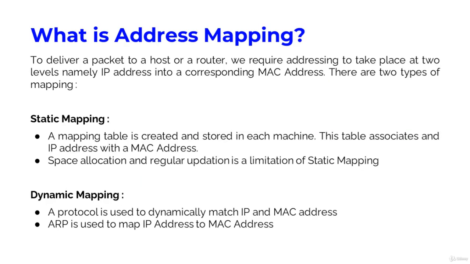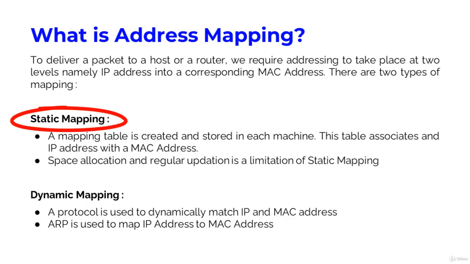So what is address mapping? In order to understand Address Resolution Protocol, you must know what is address mapping. The delivery of a packet to a host or a router requires two levels of addressing, logical and physical. We need to map logical address to its corresponding physical address and vice versa. This can be done by static mapping and dynamic mapping.